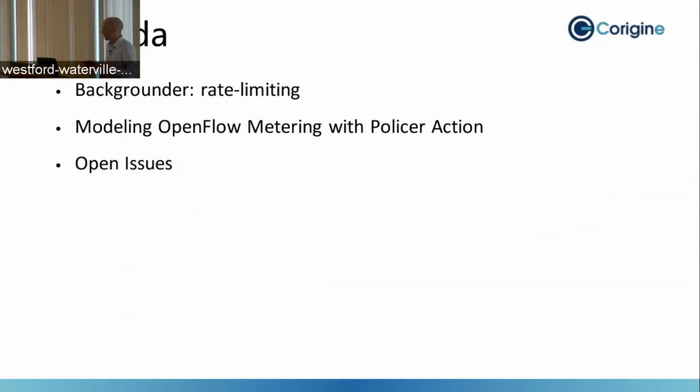All right, so there's going to be 3 sections today. I'm going to give a little bit of background on rate limiting. I'm going to give an overview of the design for metering and hardware offload of metering, which ties into the TC Policer action. I'm then going to cover 3 open issues, one of which actually was closed between when I wrote the slides and today. So let's get going.